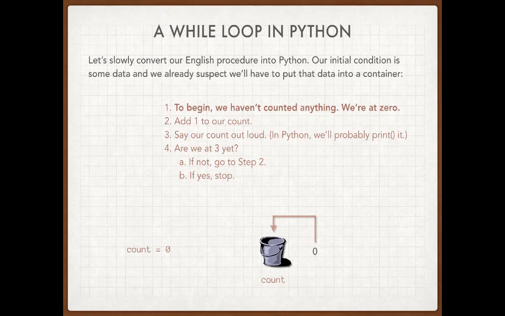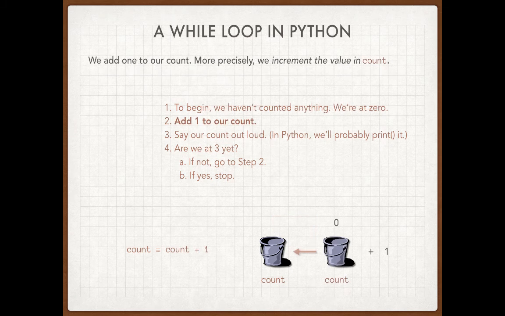So let's just move this a little bit slowly, but let's just move this into Python so that we can see how we would actually write this in Python. You can probably guess some of these already. So to begin, we haven't counted anything and we're at 0. That means we'll need a variable as a way to keep track of what we've counted. So I just created a little bucket here. I'm going to call it count. And because we haven't started yet, I'm just going to put 0 into that bucket. That's the initial status or the initial environmental condition in which we find ourselves to start.